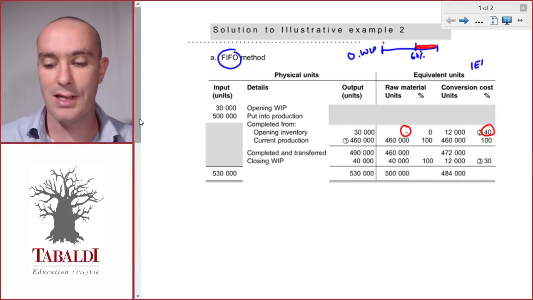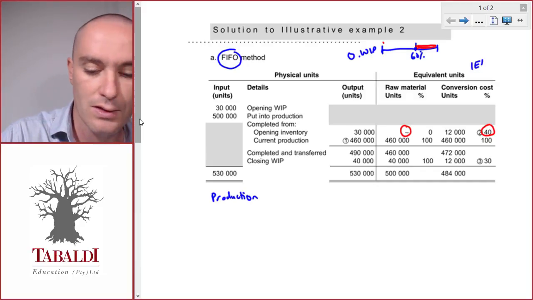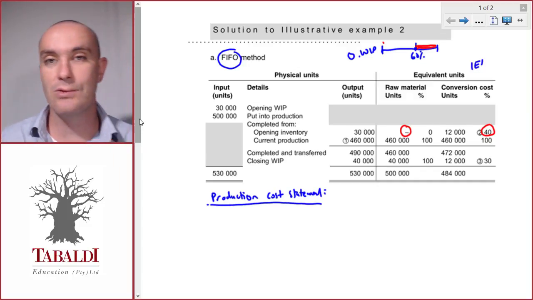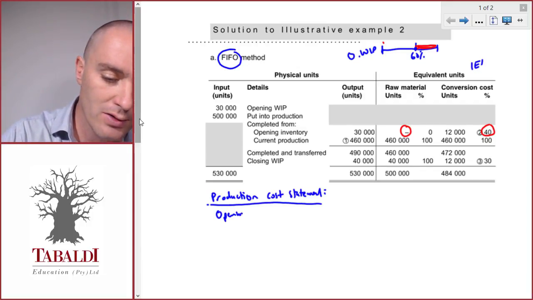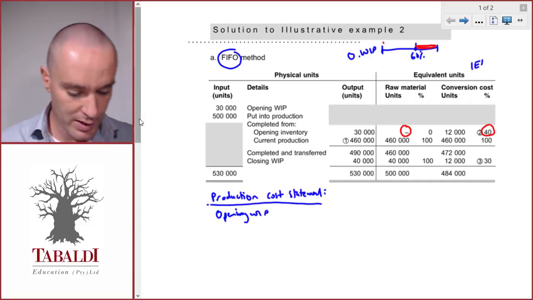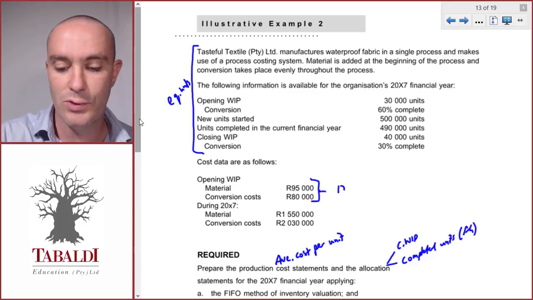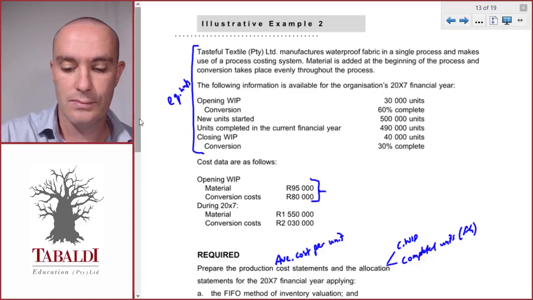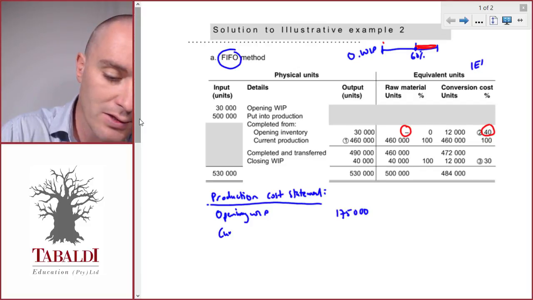So in the production cost statement, I'm just going to give the heading there, production cost statement. So this is where we decide which costs to include in our cost per unit calculation. So we have opening work in process costs that were given. That's our 95 for material and 80 for conversion costs. So the total would be 175,000. So 175. And then we have our current period costs.